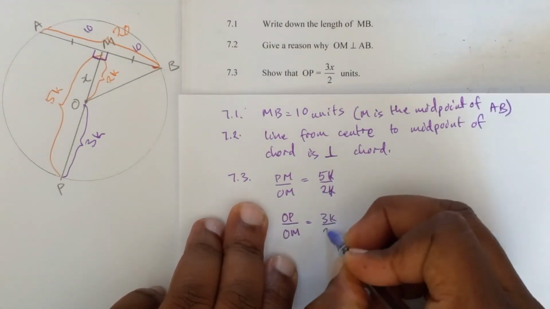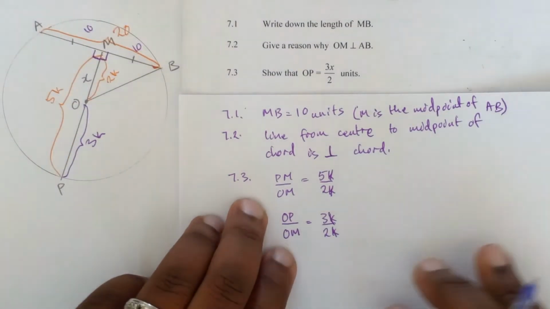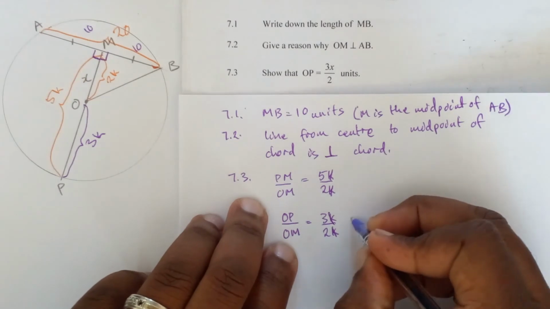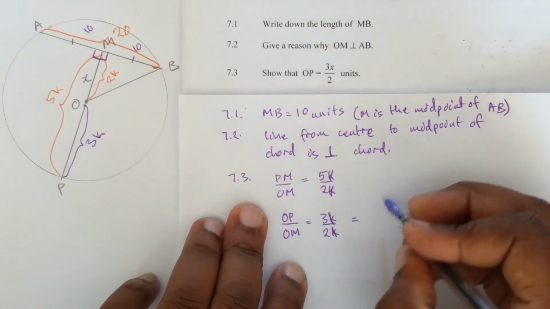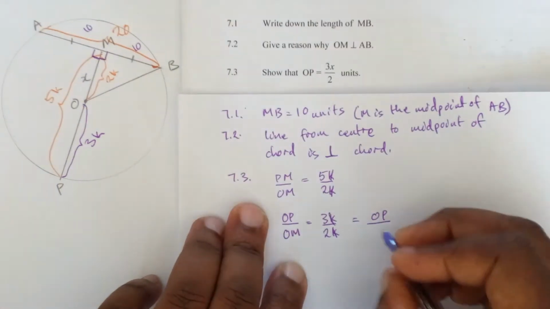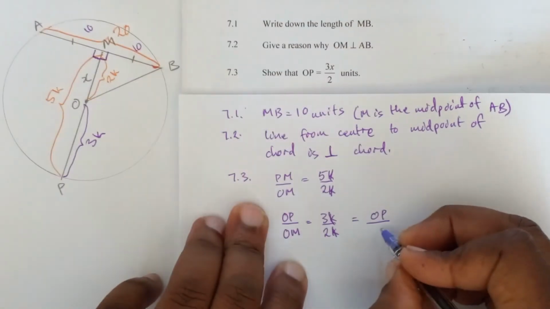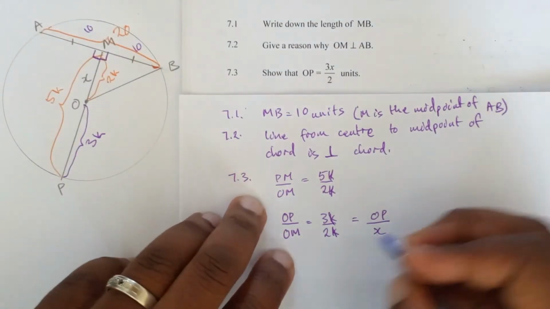3k over 2k. Okay, you can cancel out the k's. It's fine. All right. Now, what else do we know about this? We don't know what OP is, but we do know that OM is equal to x. So now all we're going to do is solve this for x.